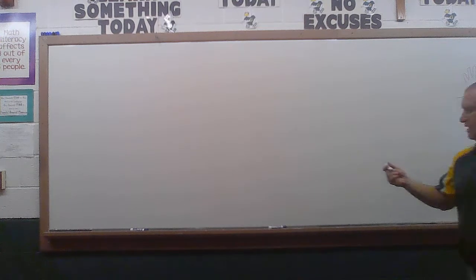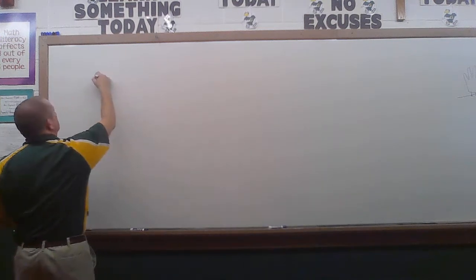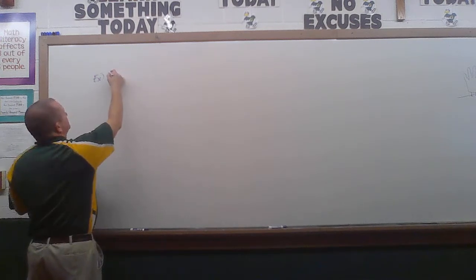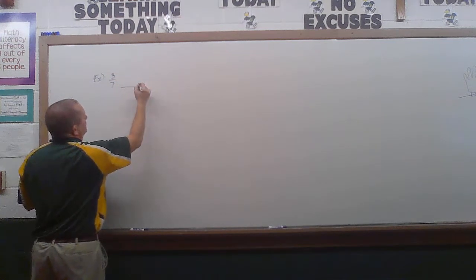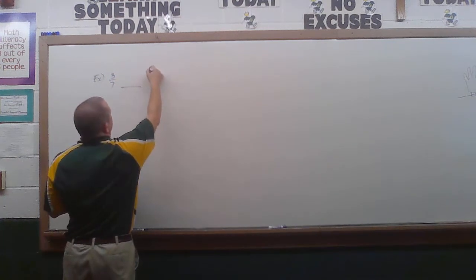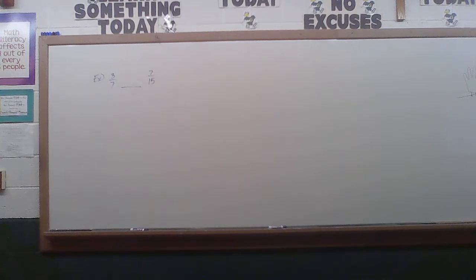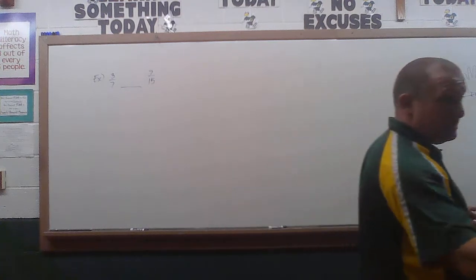So, for instance now, if we're going to have this problem right here, and we have 3/7, and then like a space or a circle or a box, and we had 7/15. And we're going to use inequalities to show what is smaller or what is bigger. Okay, so we're just comparing them.